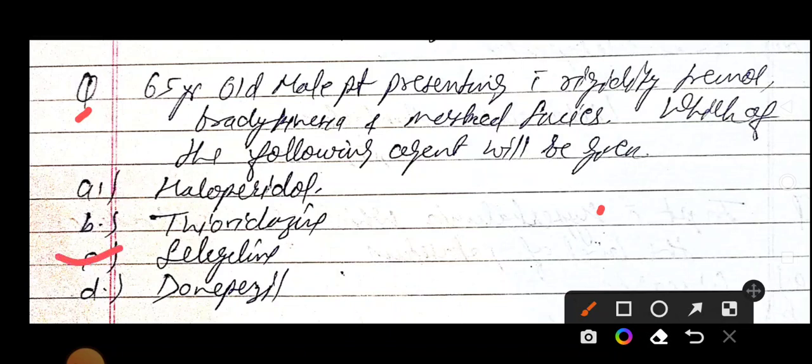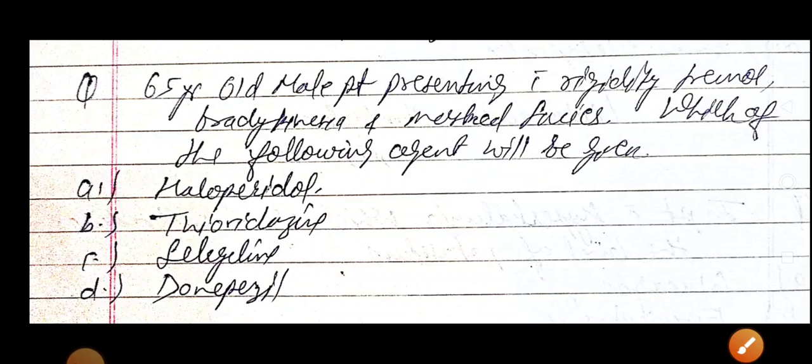Okay, in Parkinson's disease, there is a degeneration of dopaminergic neurons. Treatment is by levodopa or carbidopa, or COMT inhibitors like entacapone, opicapone, or MAO-B inhibitors like selegiline, rasagiline, safinamide. These are MAO-B inhibitors. And dopamine receptor agonists also we can use, like pramipexole, ropinirole. These are also used in low dose for RLS, restless leg syndrome, and some other drugs like bromocriptine, cabergoline are also used. But here the option is selegiline, so this drug we are going to use.